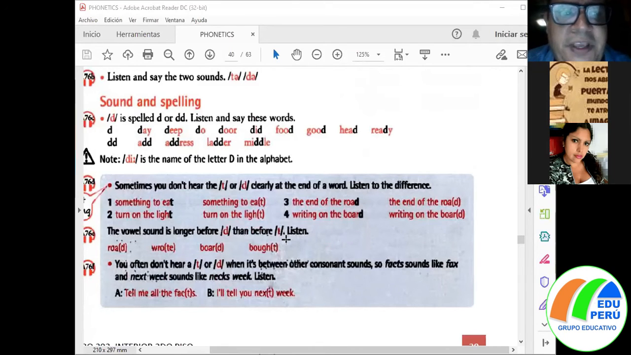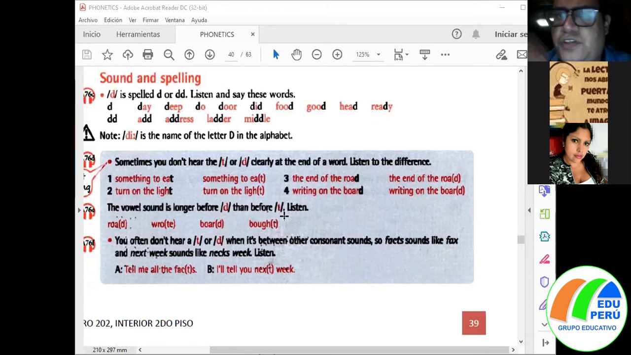So let's pass to the sound and spelling. The sound is spelled with the letter D or double D. Listen and say these words: they, deep, do, door, did, food, good, head, ready, at, address, ladder, middle. So you have these spellings. We commonly find this sound in the letter D or double D. Let's pass to the gray box.